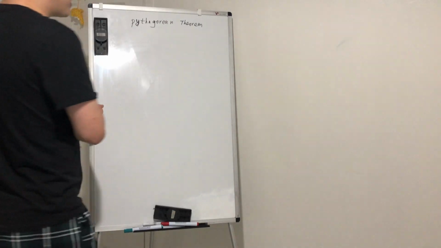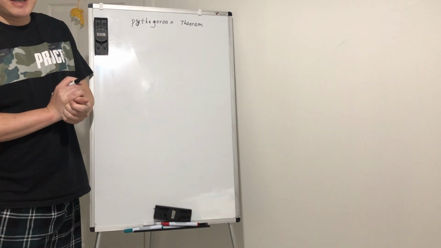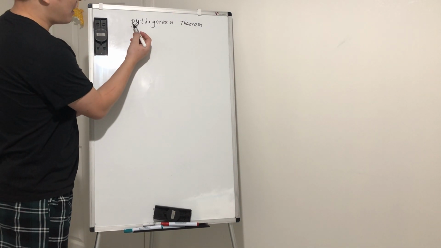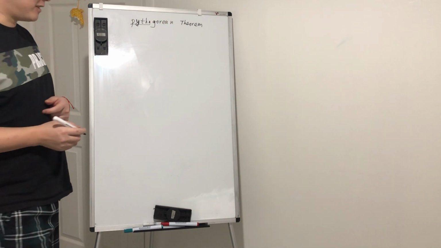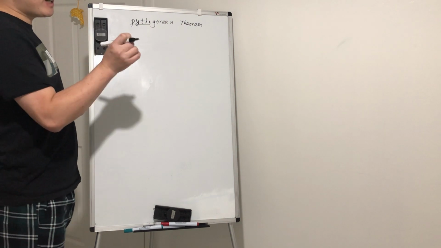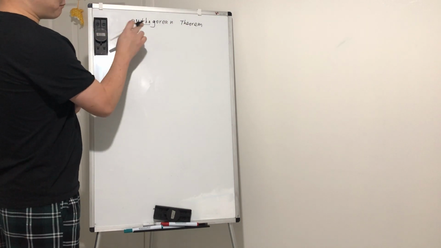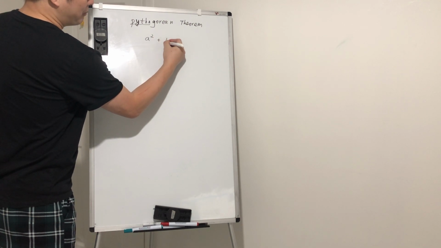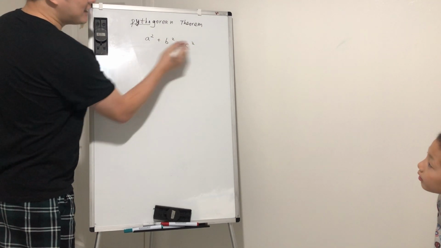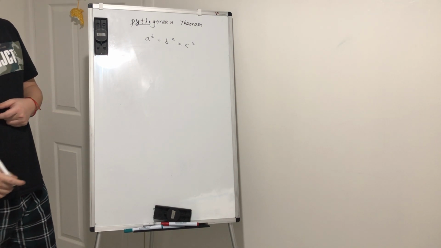Okay, so today we're going to learn a little bit about mathematics. We're going to talk about the Pythagorean theorem. In short, the Pythagorean theorem says a squared plus b squared equals c squared. Easy to remember, right? So what does it mean?